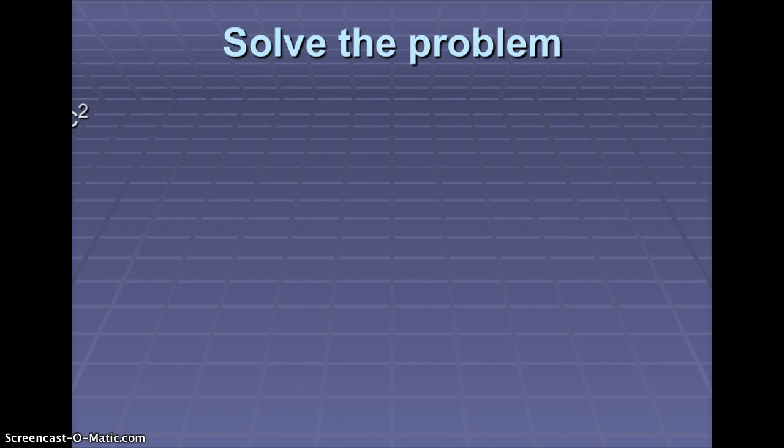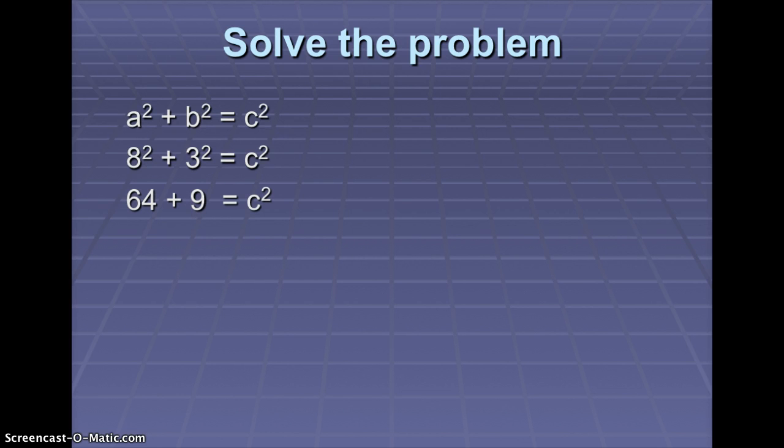So let's start by solving the problem with the formula a squared plus b squared equals c squared. And notice we're writing that every single problem we are doing. So I need to see that on your paper every problem that you are working with. We're going to substitute in the information that we know. And we get 64 plus 9 is c squared. So c squared is equal to 73.